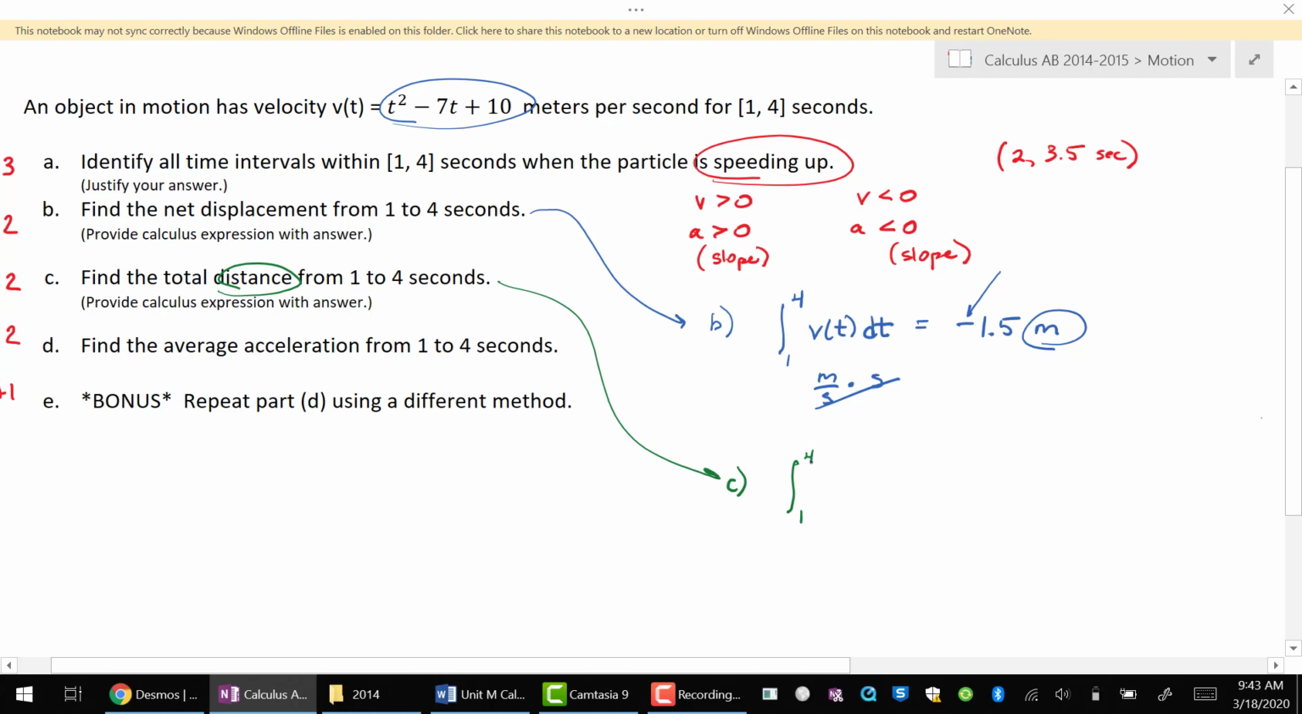Same time interval, but we're going to integrate the absolute value of velocity. So again, you can find the absolute value bars on the TI-84.